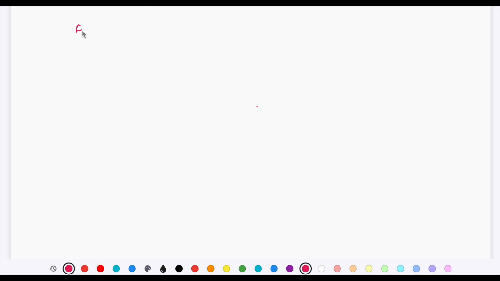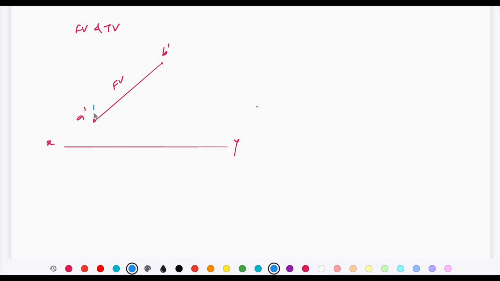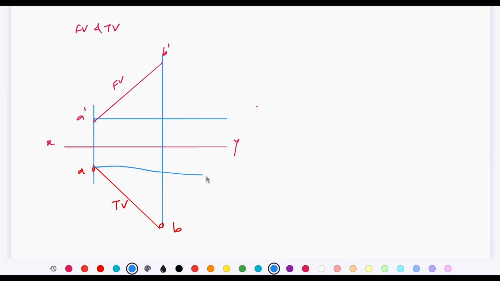First scenario, when you have located the front view and top view of the line. Let's say this is the XY line, this is A dash, B dash, that is the front view. On the same projector, let's say here you have got A and here you have got the point B, that is the front view and top view of the points, and this is representing the top view. Now to proceed with the solution, first draw the locus passing through points A dash and A.